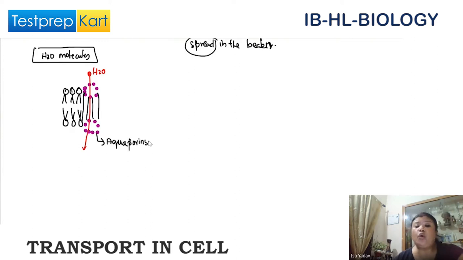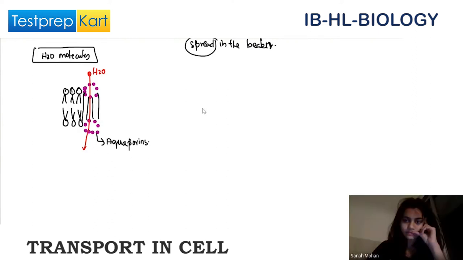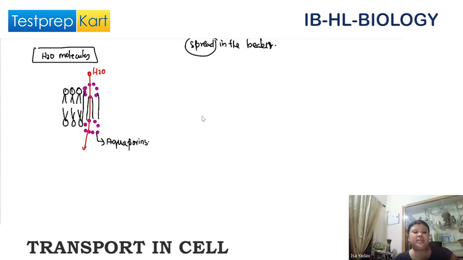So the outer membrane of mitochondria and the outer membrane of chloroplast, why are they freely permeable? Because they contain porins. They allow all substances to enter. Is this clear? Okay. Aquaporins, so keep this in mind.